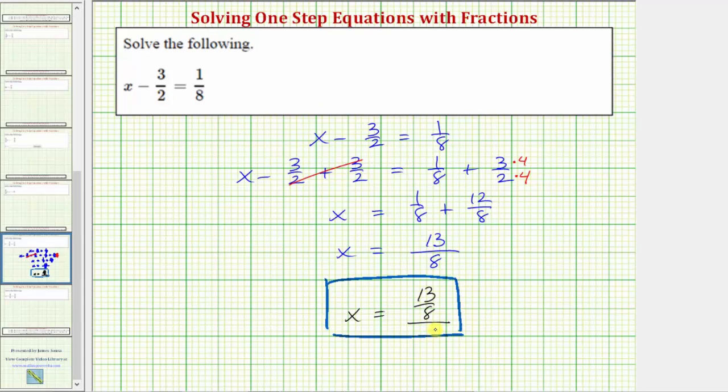Before we go though, let's check our solution by substituting 13/8 for x in the equation. So performing the substitution, we would have 13/8 minus 3/2 equals 1/8. Now let's find this difference. The least common denominator again is 8, so we'll multiply the numerator and denominator of 3/2 by 4. So we have 13/8 minus 12/8 equals 1/8, and 13/8 minus 12/8 is 1/8.